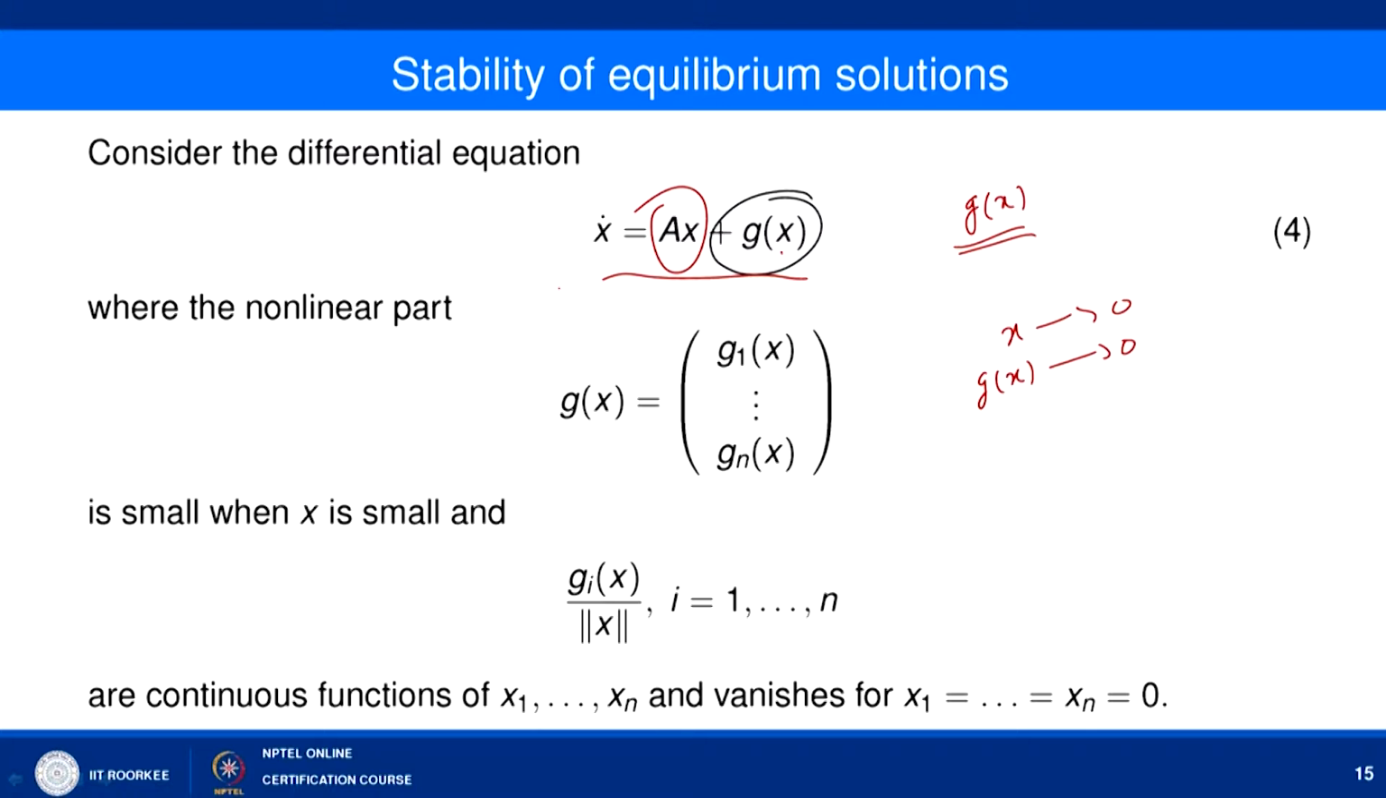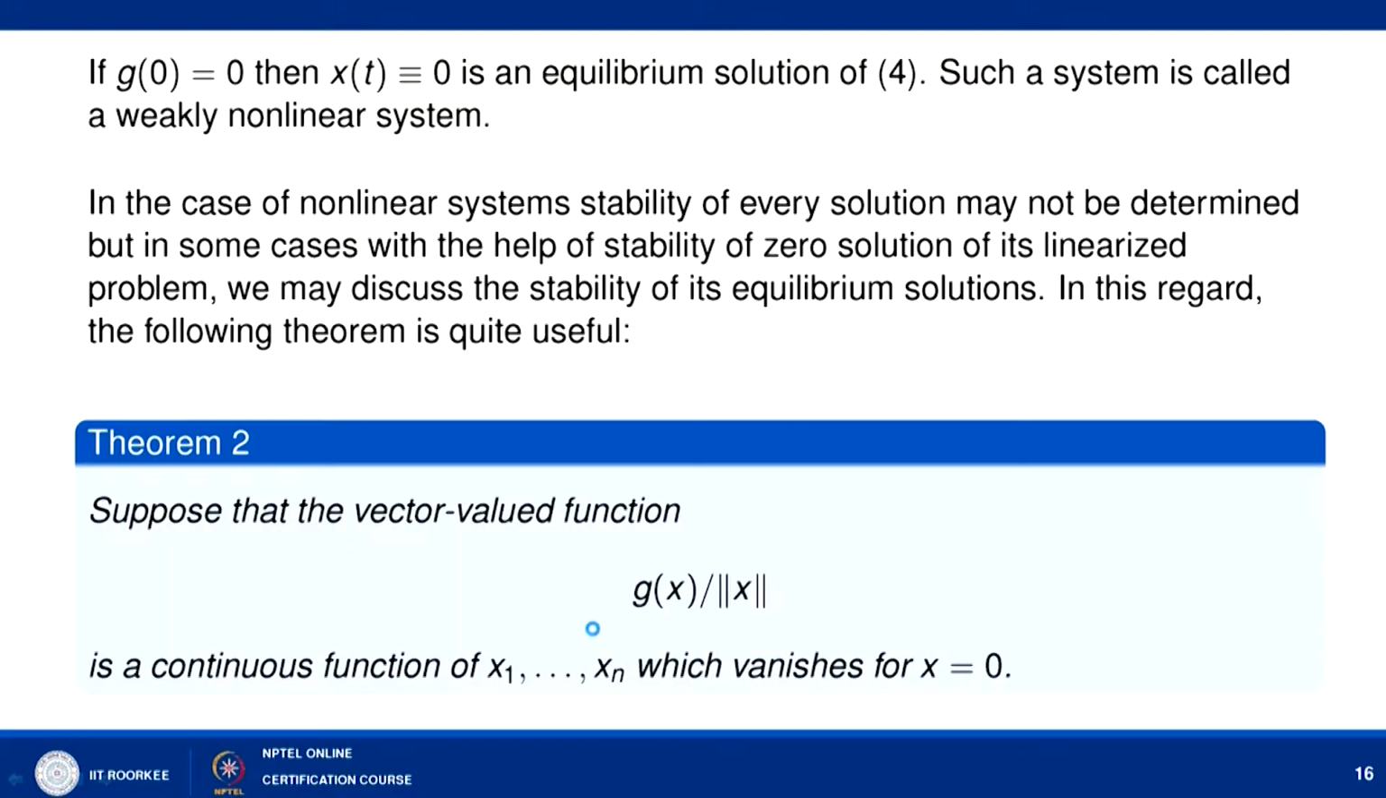Now, how can we say that as x tends to 0, g(x) also tends to 0? For this we assume that gi(x) divided by the norm of x are continuous functions of x1 to xn. If these tend to 0, then g(x) by the norm of x also tends to 0, and it vanishes when x1 to xn are all 0. Then we also assume one more thing, that g(0) equals 0. Then we can simply say that x(t) equal to 0 is an equilibrium solution of 4.